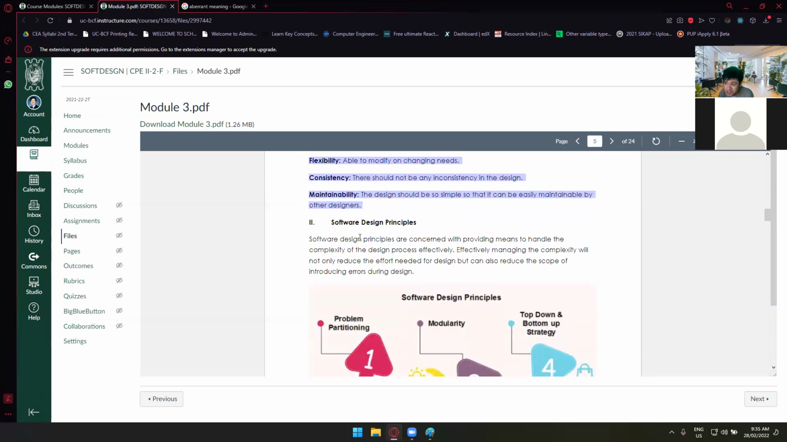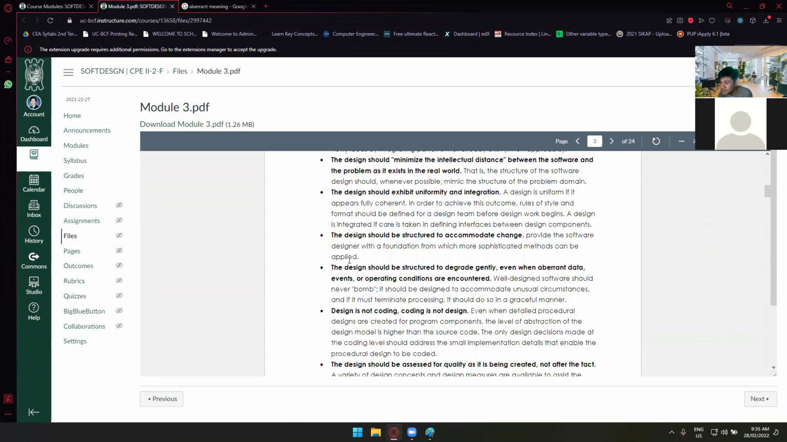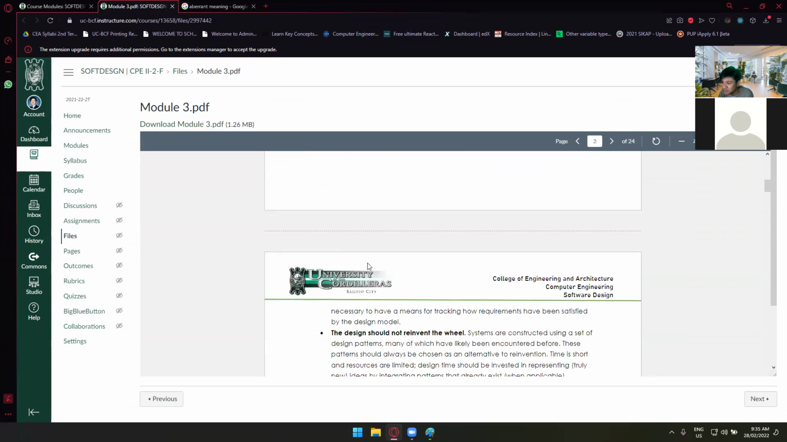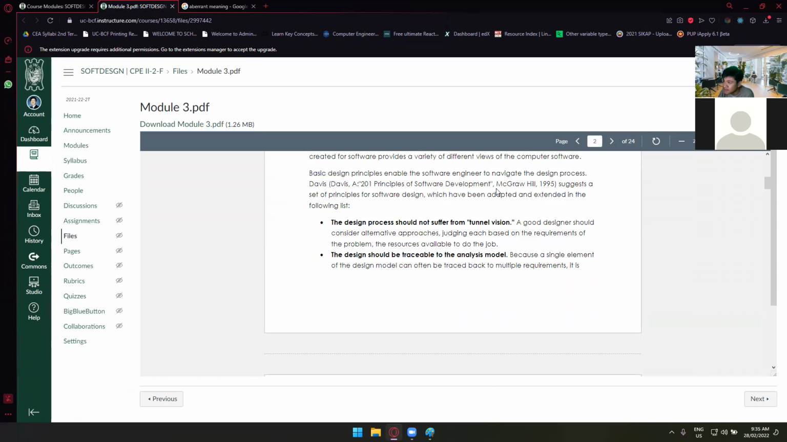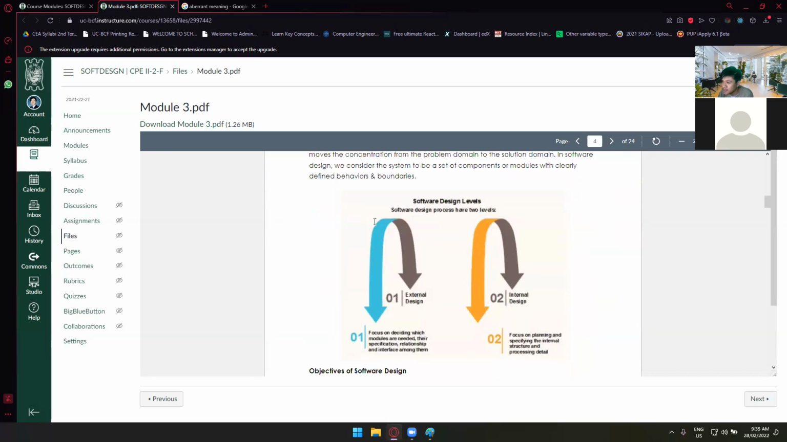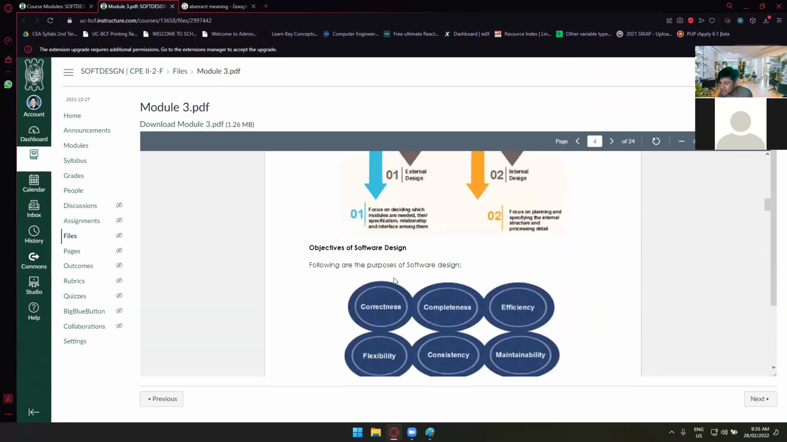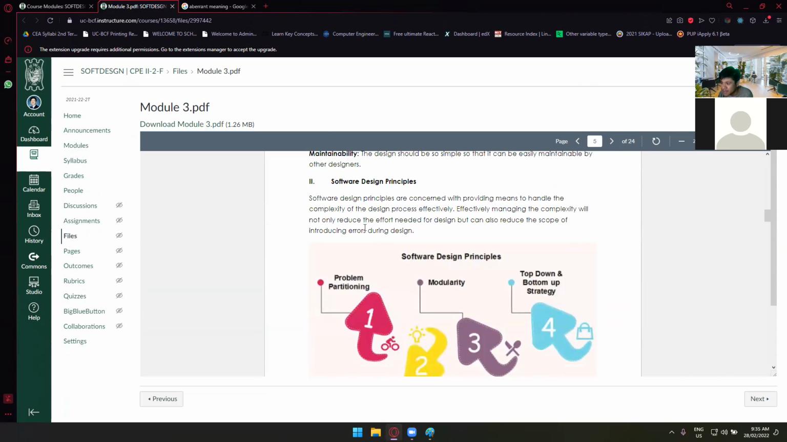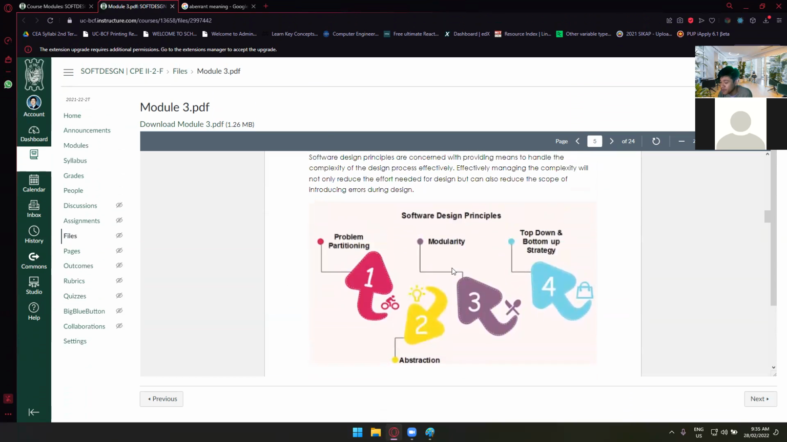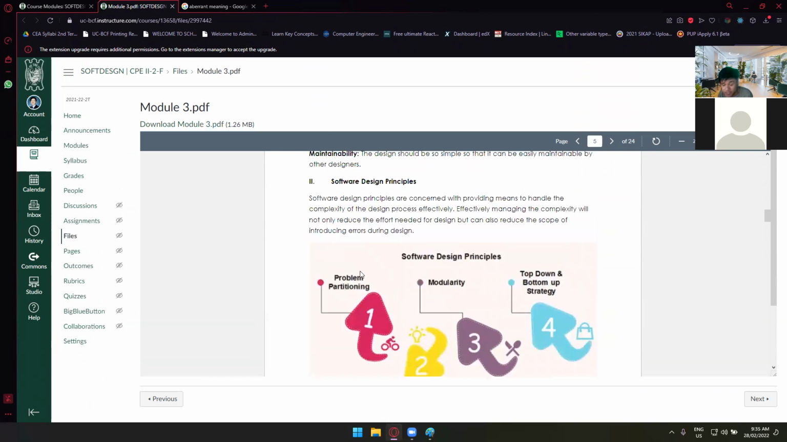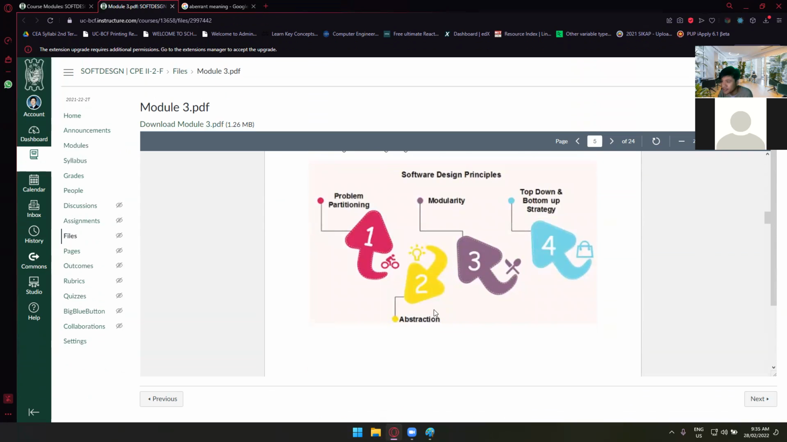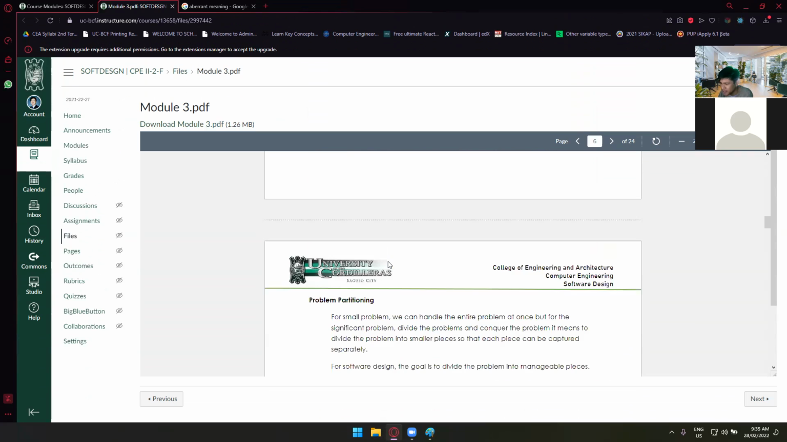The next one is the software design principles. Again, this is the basic design principles, which came from Davies and McGraw-Hill. And this is now the one that we're calling the software design principles. We have four under this software design principle. We have the problem partitioning. Second is abstraction. Third is modularity. And then the last one is top-down and bottom-up strategy. So this one is also very straightforward.